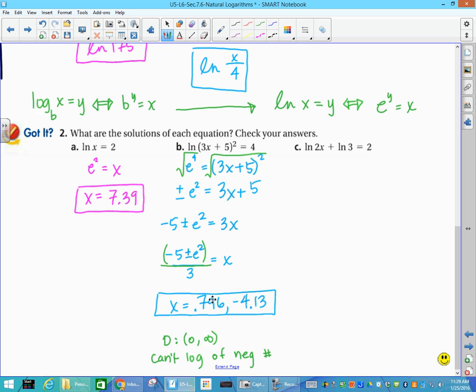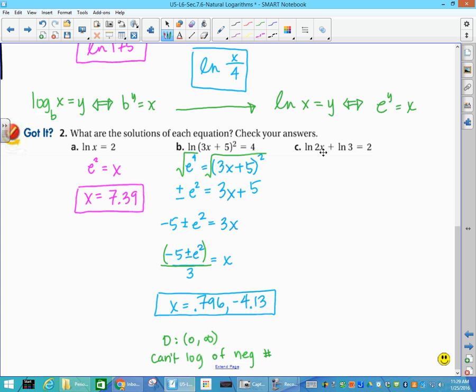So when you get an answer, you have to go back and plug it in and say, if I put 0.796 in here, is that going to be negative? And it's not. If I put negative 4.13, well, that's about negative 12 plus 5. That is negative 7, but I'm squaring it. And when you square a number, it's always positive, so you don't have to worry about it. But if you got a negative answer for something like this, you would ignore that negative answer. So keep that in mind when you're solving these problems.